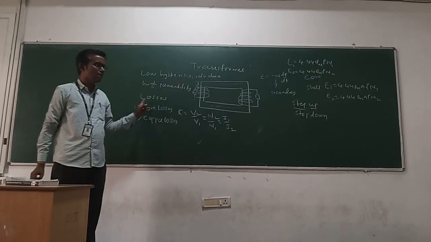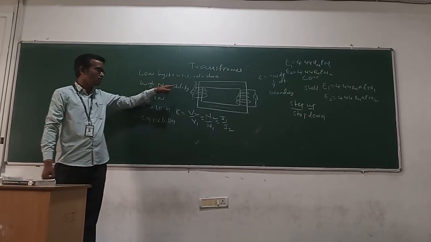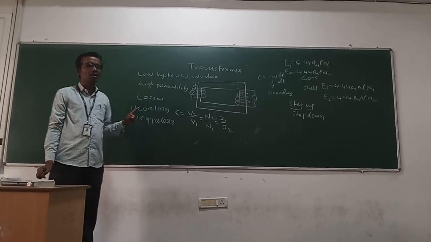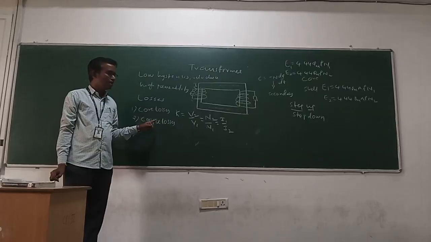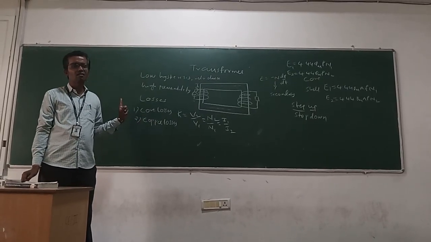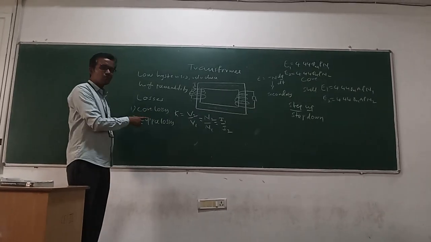Core losses are the losses which occur in the core of the transformer, that's why we call them core losses. Similarly, copper losses are the losses which occur in the windings of the transformer, and that's why we call them copper losses.